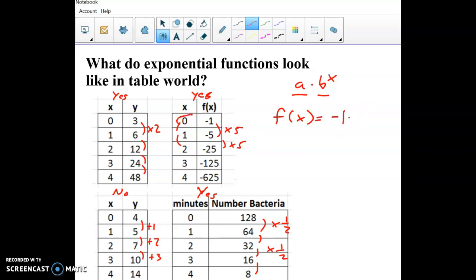That's our starting thing, the 0 term in the table, times 5 to the x. So each time x goes up by 1, you have one higher exponent, so you're multiplying by 5 one additional time.